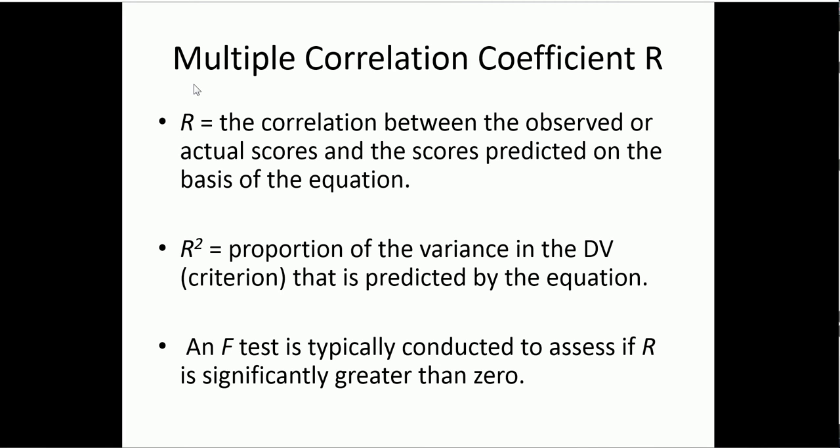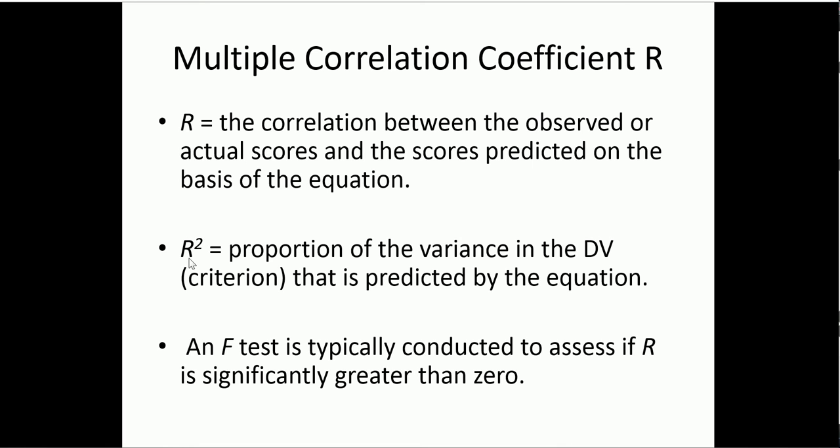the capital letter R. It's basically the correlation between the observed or actual scores and the scores predicted on the basis of the equation. So this ranges from 0 to 1, where a higher value, closer to 1, would mean a better equation. You're predicting more of the outcome, right? A lower value, closer to 0, would mean a poor equation. You're predicting less of the outcome.